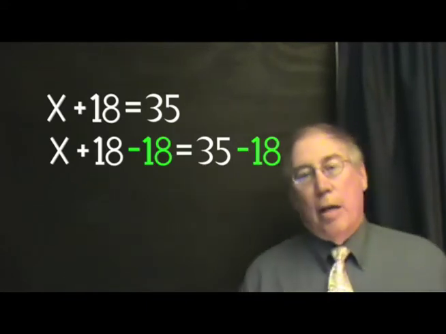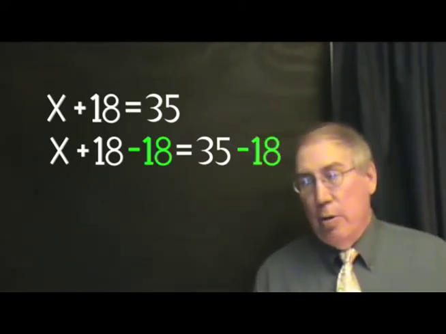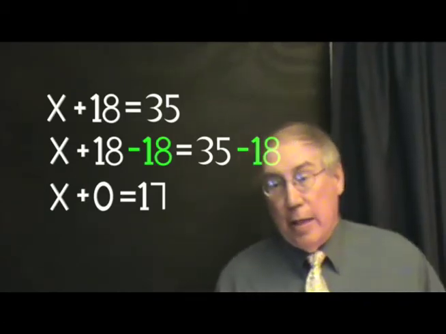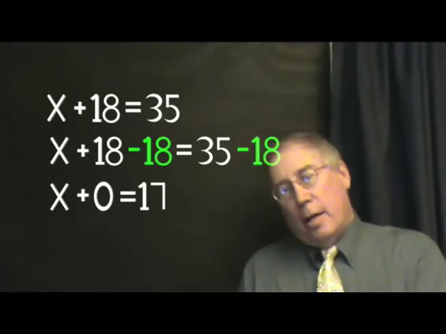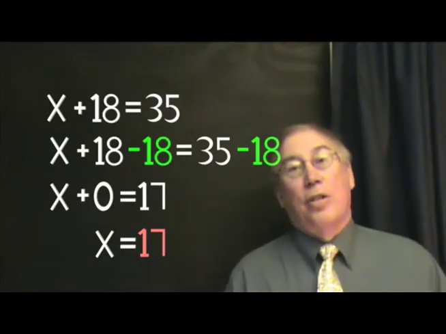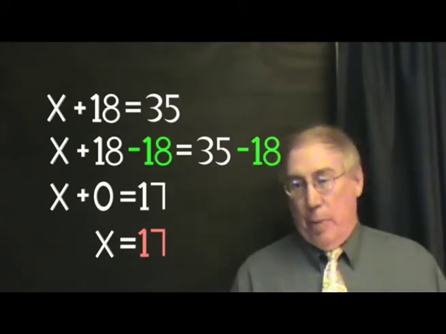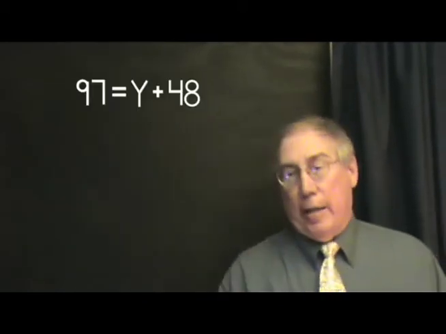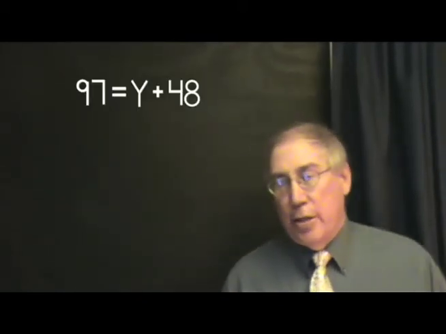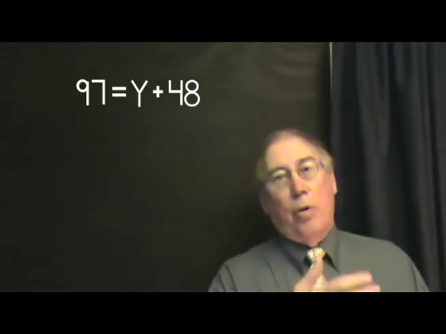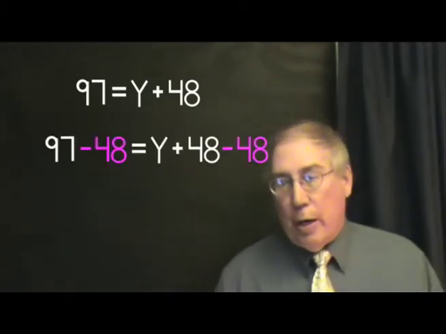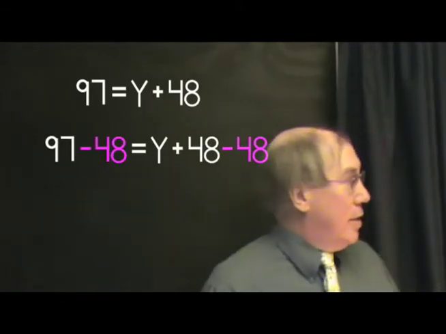So 18 minus 18 is just 0. And then we eventually get x equals 17. So if we would take that 17, put it back in x in our original equation, both sides would balance out. So that's the idea. We're going to subtract something from both sides to find out what our variable's value is. In this case, we're going to subtract 48 from both sides.